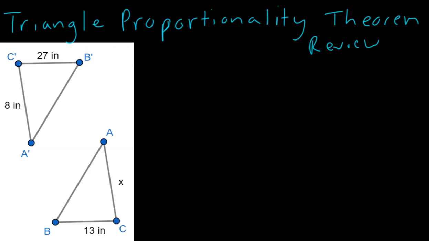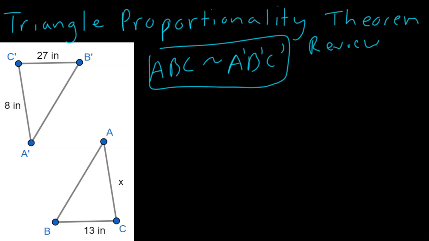Hey, y'all, check this out. What if I said that triangle ABC is similar to triangle A prime, B prime, C prime? Now, I know you're looking at these two triangles, you're probably thinking, oh, they look the same. Remember, in geometry, we can't go by looks like. We have to go with given information. So I'm telling you these two triangles are similar, and I want you to find x.